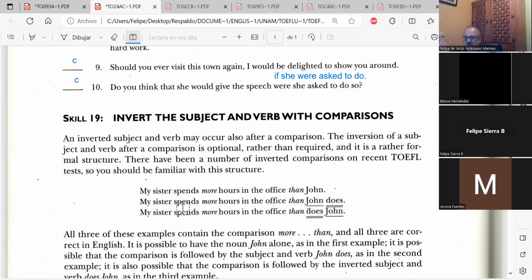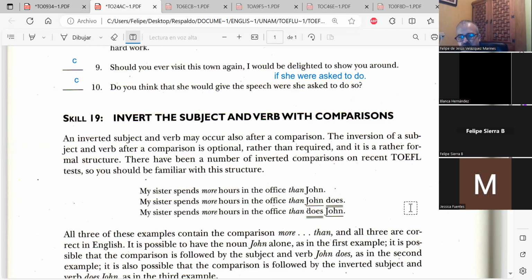It's good. Informal speaking, correct. But of course, the formal form is than John does. Use the auxiliary verb. Yes, use a verb. Why? Because "than" is a marker. What is the rule for when we use markers? That after a marker, we use a verb. Than John does. Okay, and then if you want to use subject-verb inversion, you just invert to express more emphasis. My sister spends more hours in the office than does John.